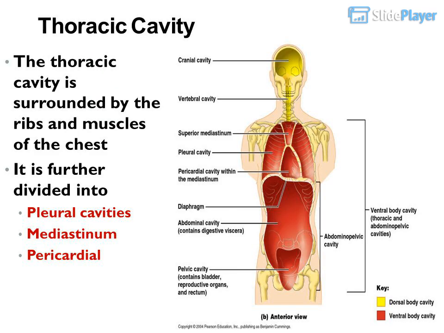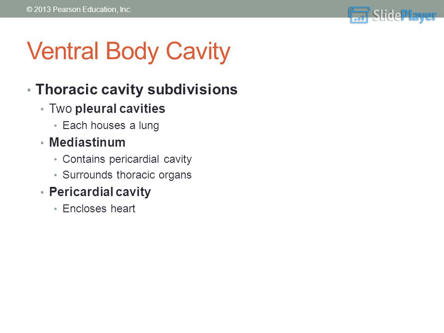Thoracic cavity. The thoracic cavity is surrounded by the ribs and muscles of the chest. It is further divided into pleural cavities, mediastinum, and pericardial cavity. Thoracic cavity subdivisions: two pleural cavities.